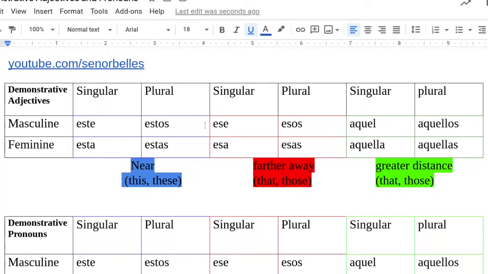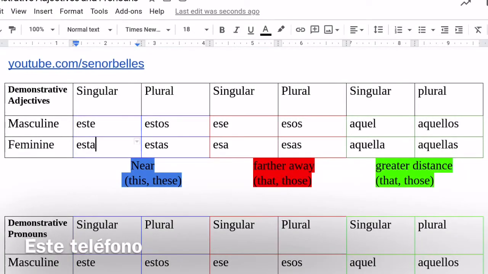They're on this chart here you can see on your screen. These two words right here both mean this. So este and esta mean this, and it depends on what you're talking about. If I'm talking about something singular and masculine, like a cell phone, and I want to say this phone, I'd use the word este because teléfono is masculine. If it's something feminine, like maybe a pen, a pluma, and I want to say this pen, I'd use the word esta, the one beneath it.